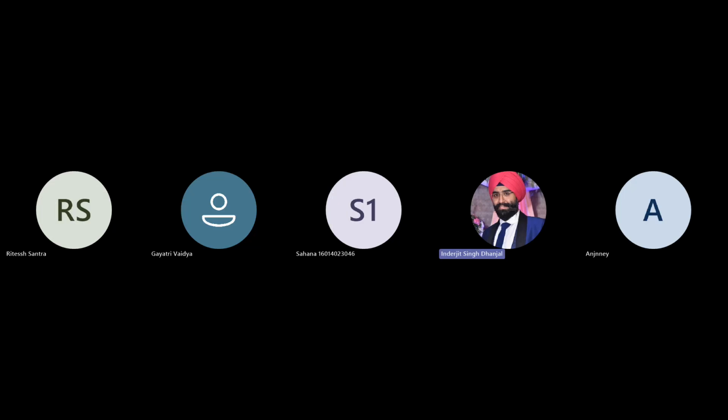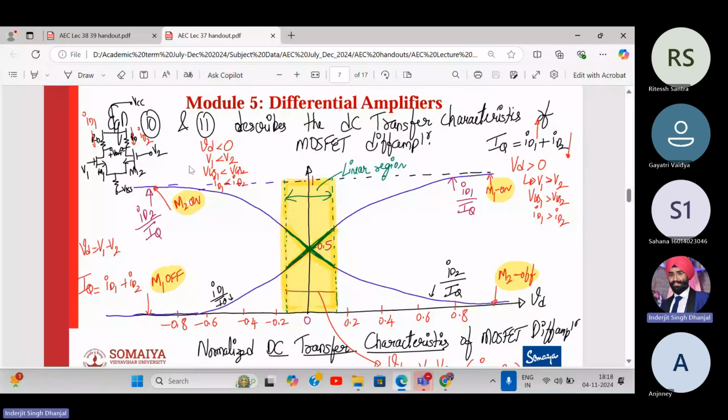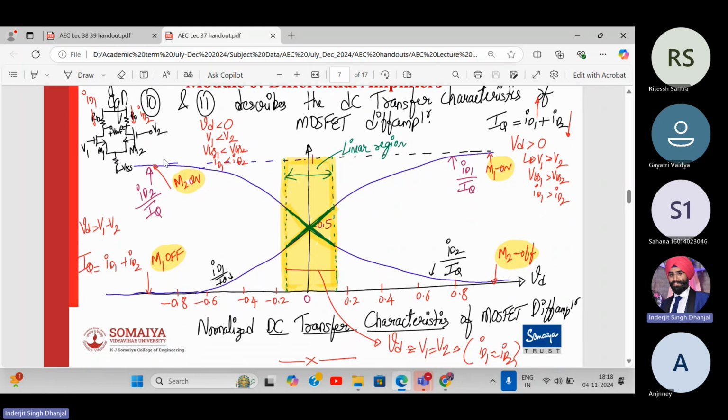Lecture number 38 and 39. Let us revise what we did last time. We have seen a basic differential amplifier, a dual input balanced output differential amplifier, and this is what we have arrived at. We have arrived at its DC transfer characteristics.